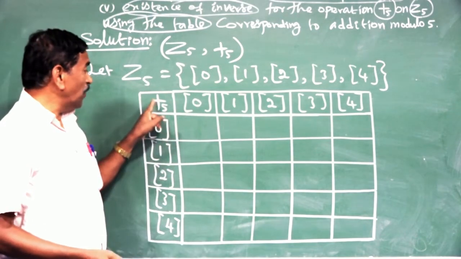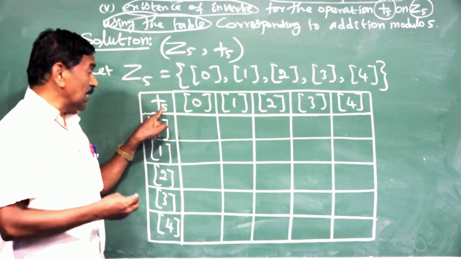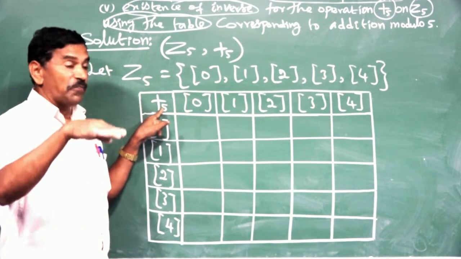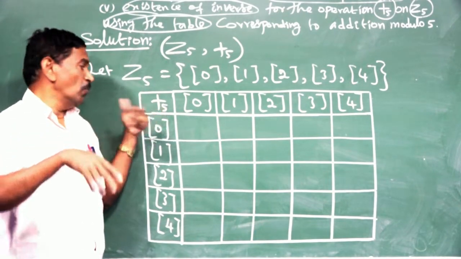Using the concept of addition modulo 5. Addition modulo 5 means if your answer is less than 5, the answer is itself. Sometimes if it is 5 or more than 5, I want to subtract 5 and the multiples of 5. Okay, which is the technique.